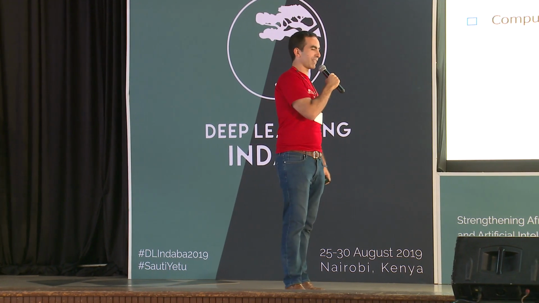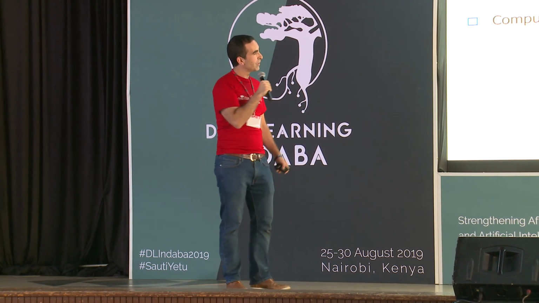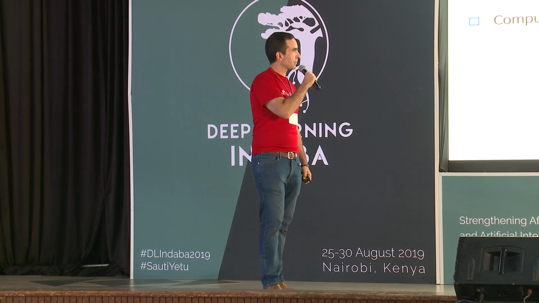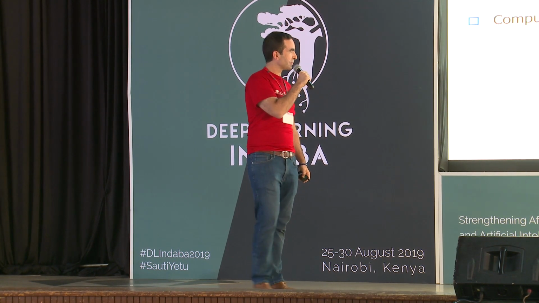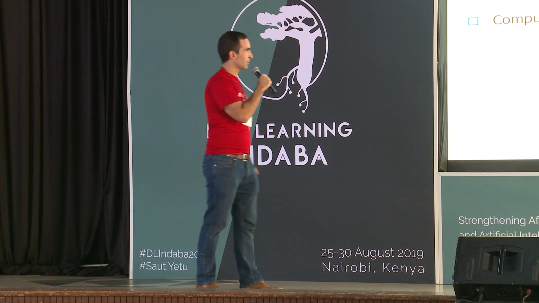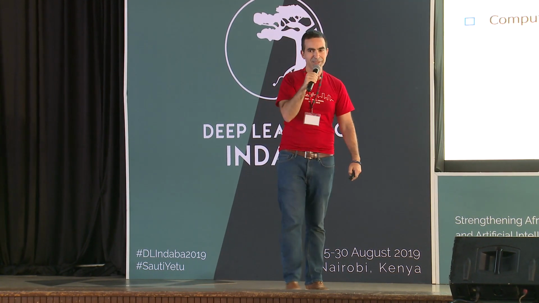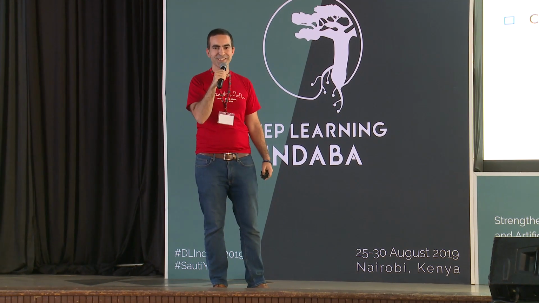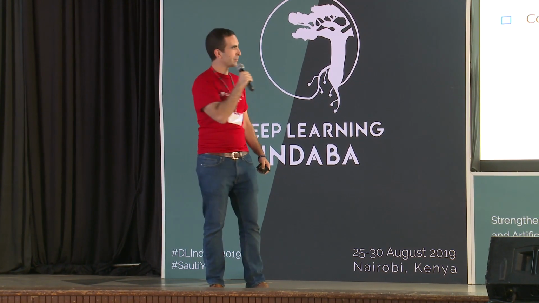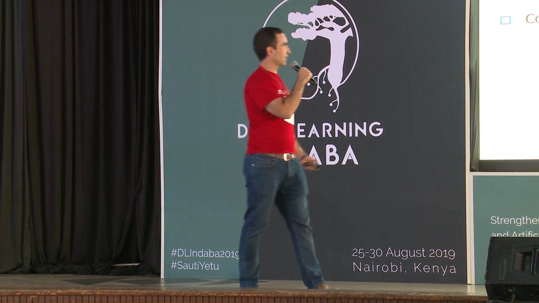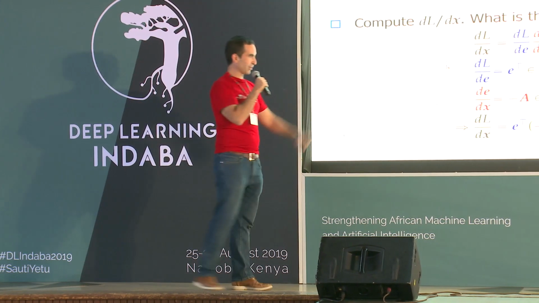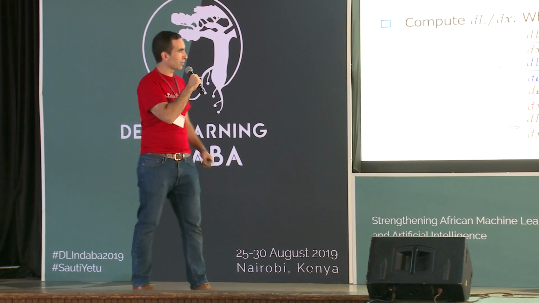So dL by dx, what could it be? Any sense? Anybody want to try? Yes, you said what? She said m times n. Actually, it's actually over there, 1 times n.